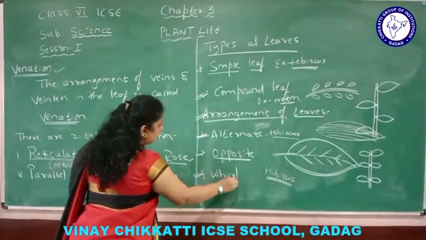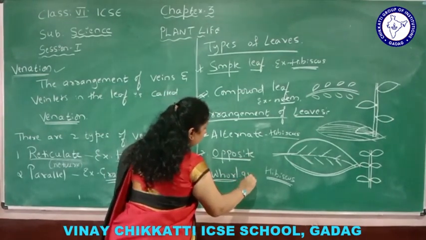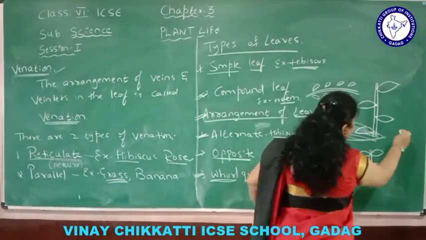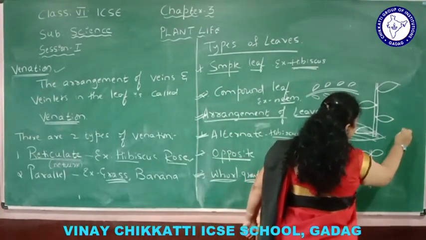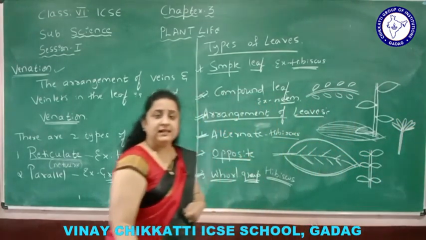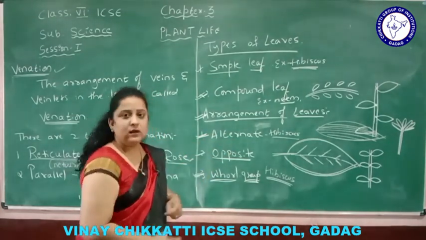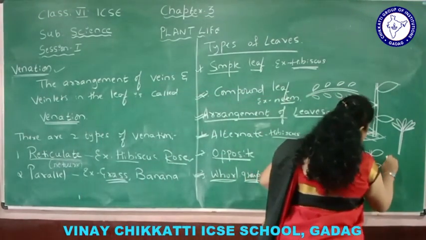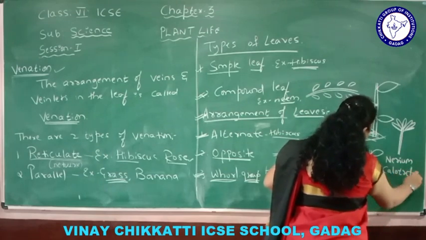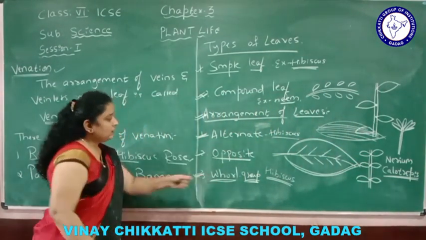Number 3, whorl. What do you mean by the term whorl? Whorl means a group. Means from each node, two or more leaves arise. This is the stem, this is the node. From each node, two or many, three or many also you can say, leaves arise from a single node, is called whorl type of arrangement. Example, Nerium, Calotropis, Kaner, it is called Kaner in Hindi. It is an example of whorl type of arrangement.